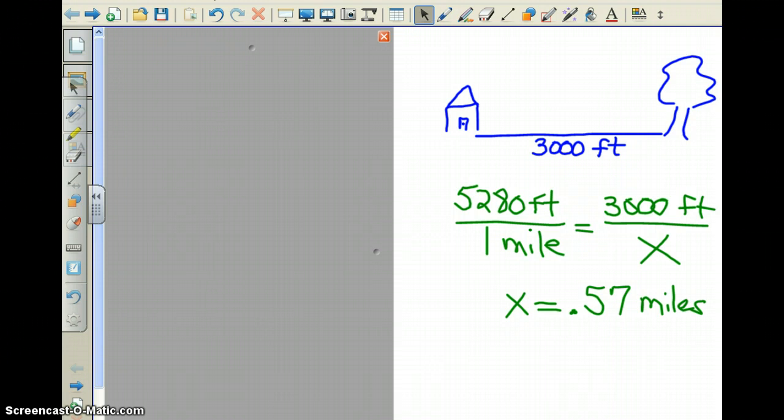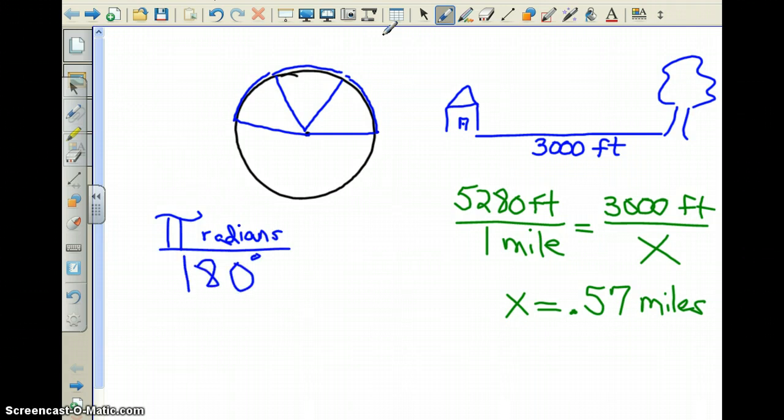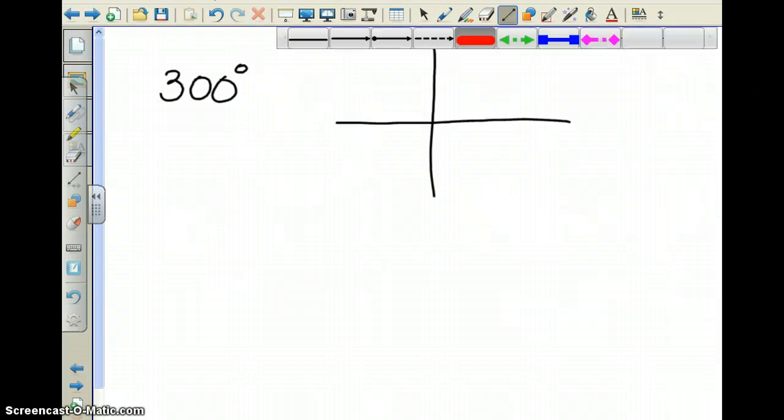The same idea would be used if I want to convert degrees into our other type of measurement of angles, radians, or vice versa, radians into degrees. All I need to know is how many degrees are in radians, or radians into degrees. And you found out today in class that there are pi radians in 180 degrees. So this is going to be our kind of scale factor to change one unit of measure into the other. So if I rotate 300 degrees, that's going to land me down there in the 4th quadrant.